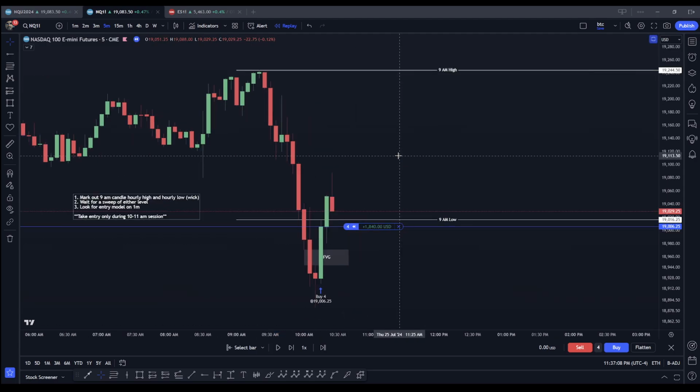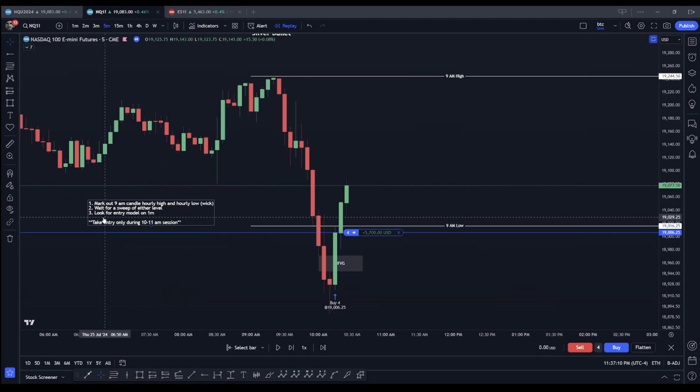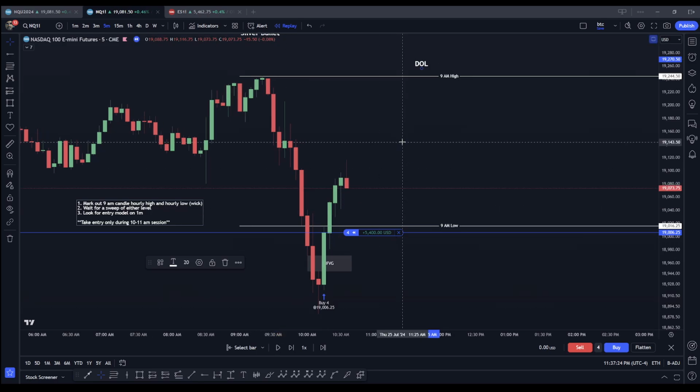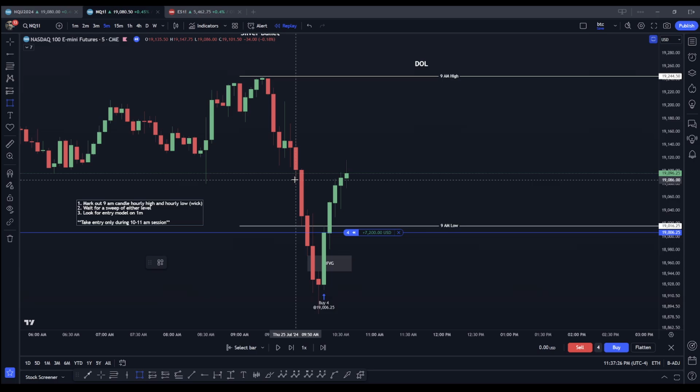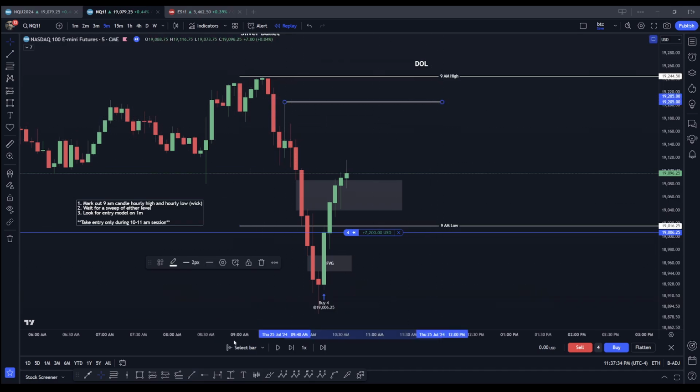And once, I forgot to mention, once we enter, usually you're gonna look for the opposing range as the draw on liquidity. So in this case, the 9 a.m. high will be the draw on liquidity. All right, so let's let it play out. It's also worth mentioning that this is also an IFVG now, so it's giving more confluence. If you wanted to take profits, I would probably target this high too. And then let me just do it up here.